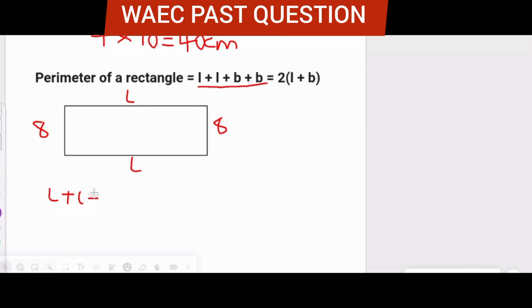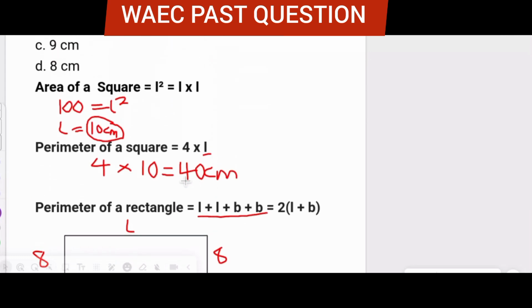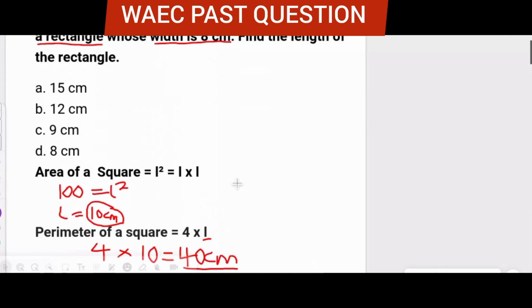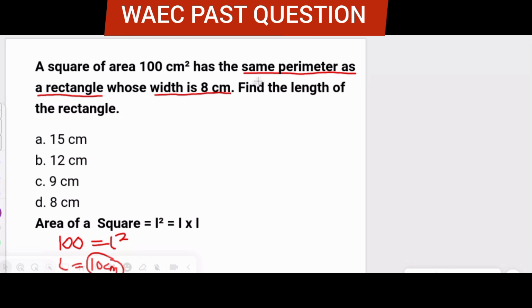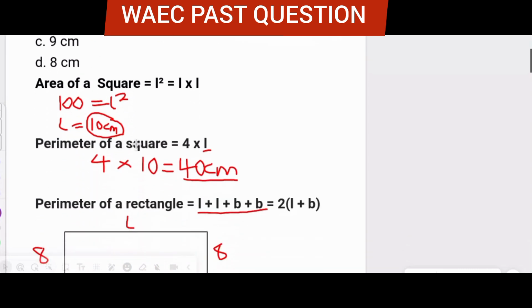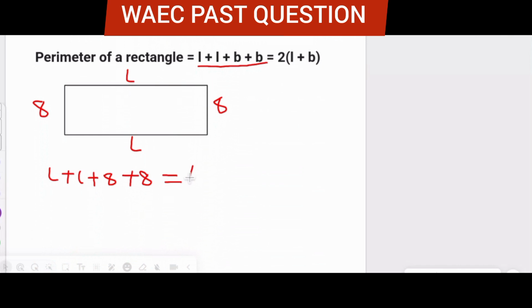Do not forget that in the question it was stated that the perimeter of the square and that of the rectangle are the same. So L plus L plus 8 plus 8, everything equals 40 centimeter, from the perimeter of the square. I hope you are still following, right? Fantastic. So everything equals 40.